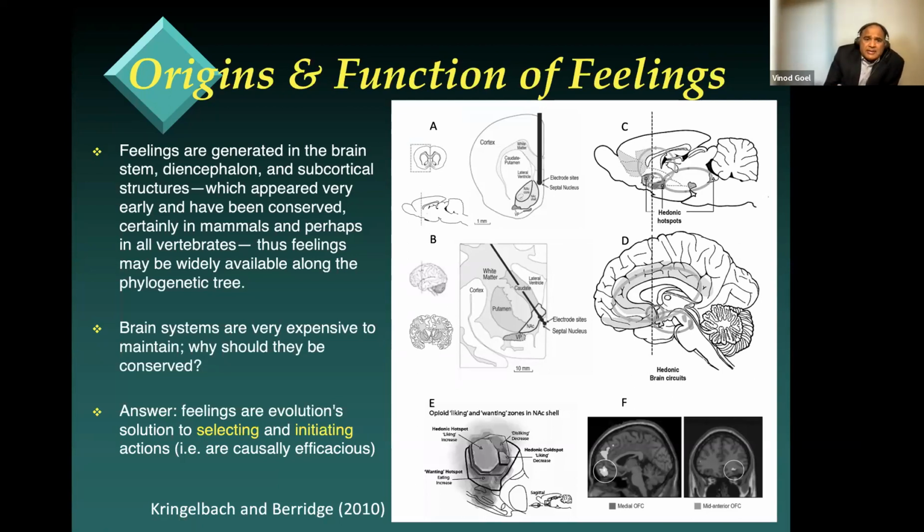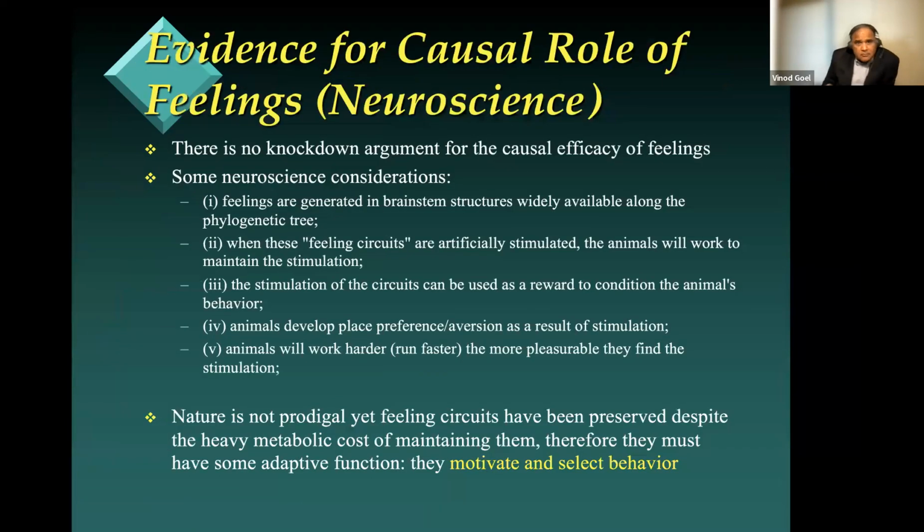Now, the question is, brain systems are very expensive to maintain. So why should these feeling systems be conserved and propagated throughout the phylogenetic tree? One answer to this question that I provide in the book is that feelings are evolution's solution to selecting and initiating actions, i.e., they're causally efficacious. Again, that's a very problematic claim also. So what's the evidence for feelings being causally efficacious? Well, there is no knockdown argument for the claim that feelings are causally efficacious. But I think there are some data points that support this.